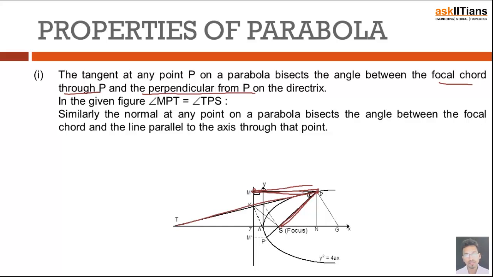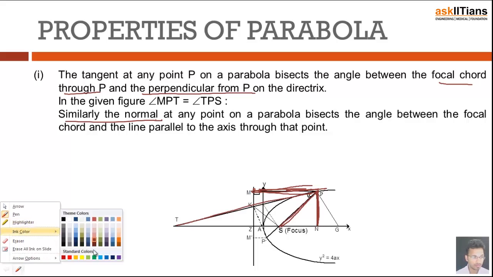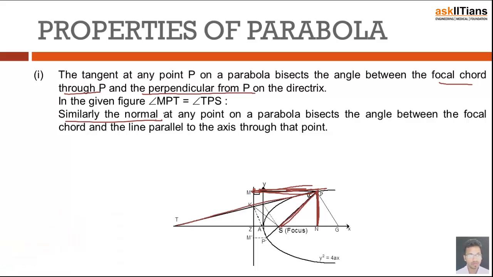So this is something I'll tell you, we will relate it to the reflection property of the parabola. Similarly the normal, this is the normal, it bisects the angle between the focal chord and the line parallel to the axis through that point. So this is the line parallel. Okay, so we can say that looking at this, external and internal division, this angle will be equal to this angle, since this is the normal.